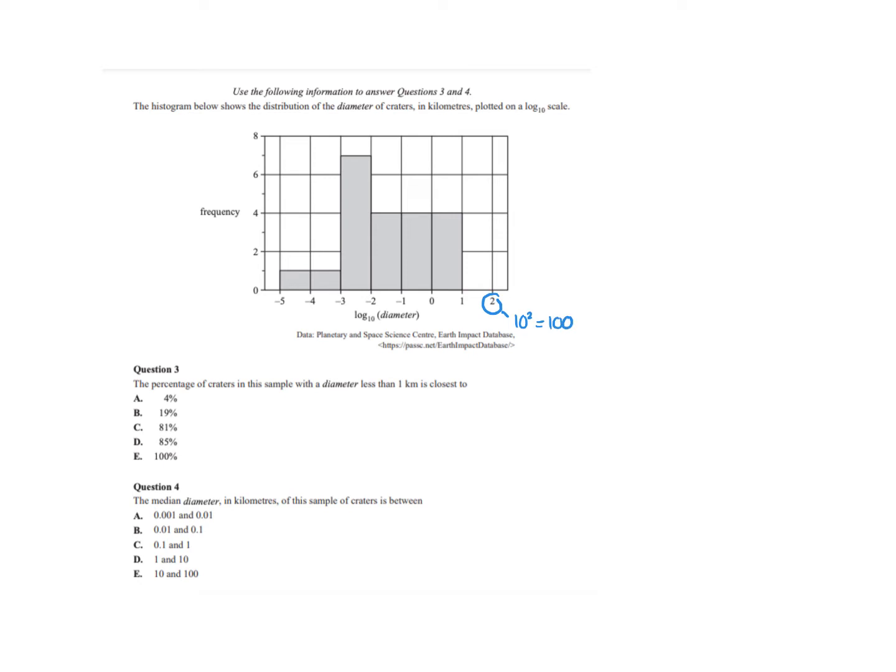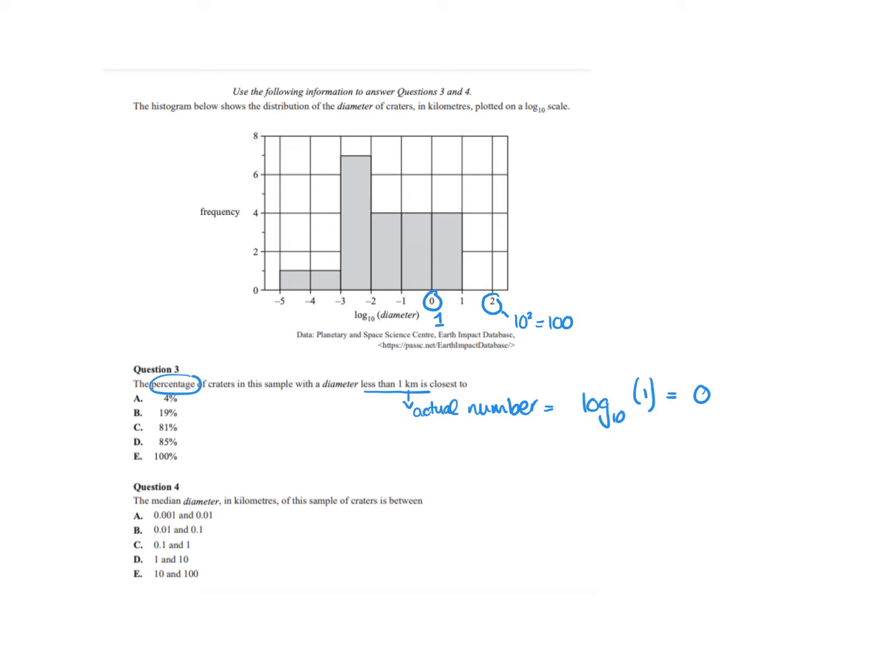So a 2 on this scale represents 100. Okay, so the percentage of craters that are less than 1 kilometre. So this 1 kilometre is an actual number. If we want to convert it to a log, remember we can go log 10 and put the number in there, 1, and it will equal 0. So this number here represents a 1 as a real number.